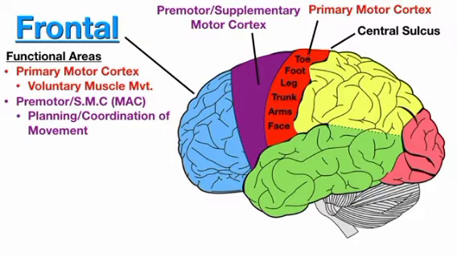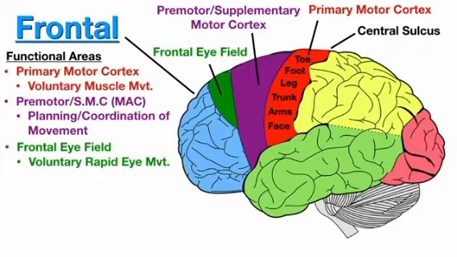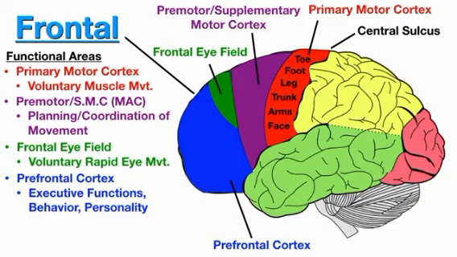The next functional area is just anterior to the motor association cortex. It's known as the frontal eye field, and its job is fairly simple. It's involved with voluntary eye movements, specifically rapid eye movements. So far we've talked mostly about those physical motor actions. Well, like we said earlier, the frontal lobe is also involved with mental actions like executive functioning. This is where the prefrontal cortex comes into play. The prefrontal cortex is the functional area that sits at the front of the frontal lobe, and it's involved in all of those executive functions that we talked about earlier, as well as behavior, personality, memory, and learning.